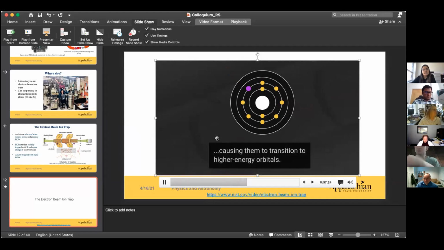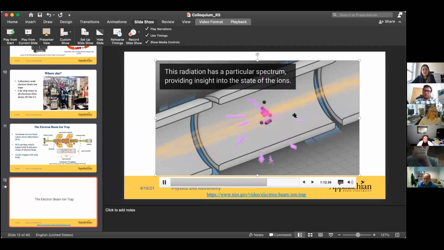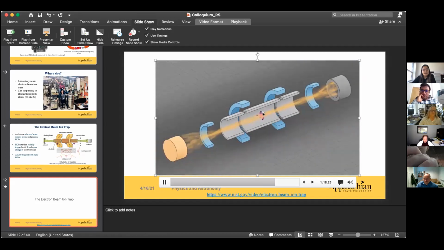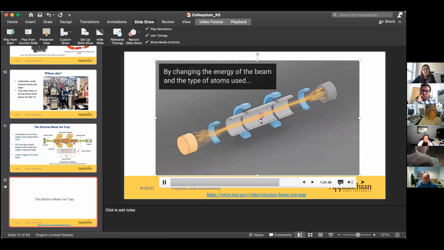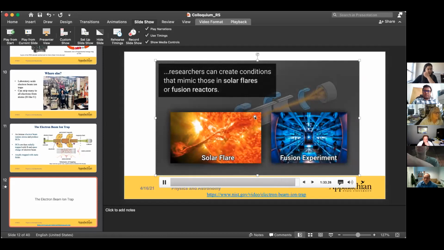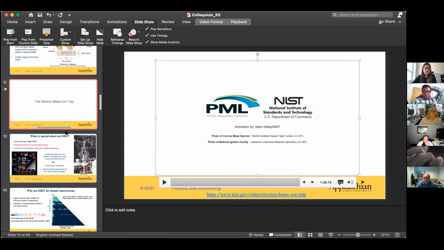Now, further collisions can occur depending on the energy of the beam. When this happens, the electrons get excited to a higher energy level. We know that whenever something is excited to a higher energy level, it has to come back to the ground state by emitting photons. And these photons are what we are going after. So we are basically looking at the spectrum, or the radiation, that's emitted by this EBIT plasma. By studying and measuring these photons, we can do research on a system that mimics similar conditions as in solar flares and fusion reactors.